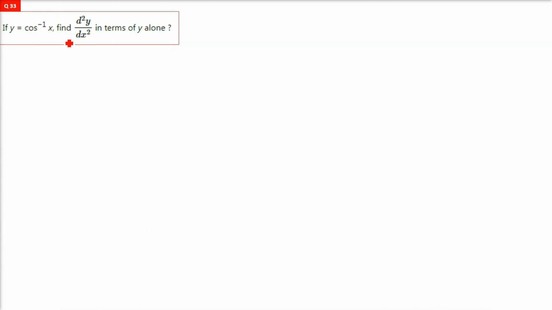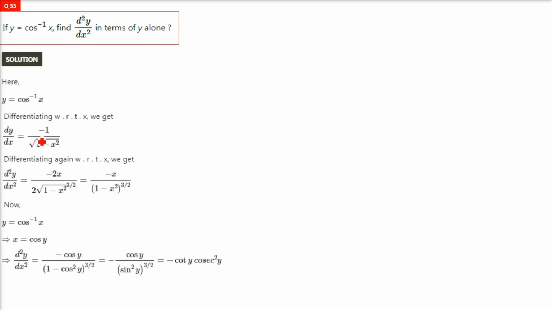y equals cos inverse x. Find d2y by dx2 in terms of y alone. That is, whatever the answer comes, only y will be there on the right hand side. So we'll do it. It's quite simple, but as I said, there is some trick element in this question. And you need to know the differentiation of trigonometric functions also.